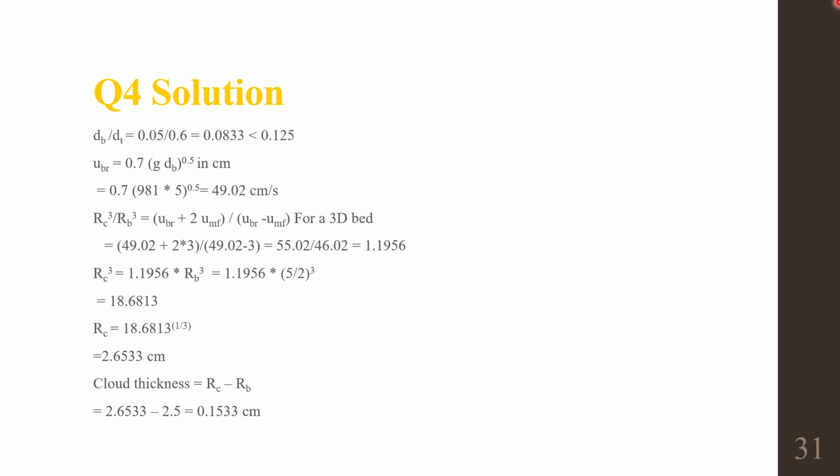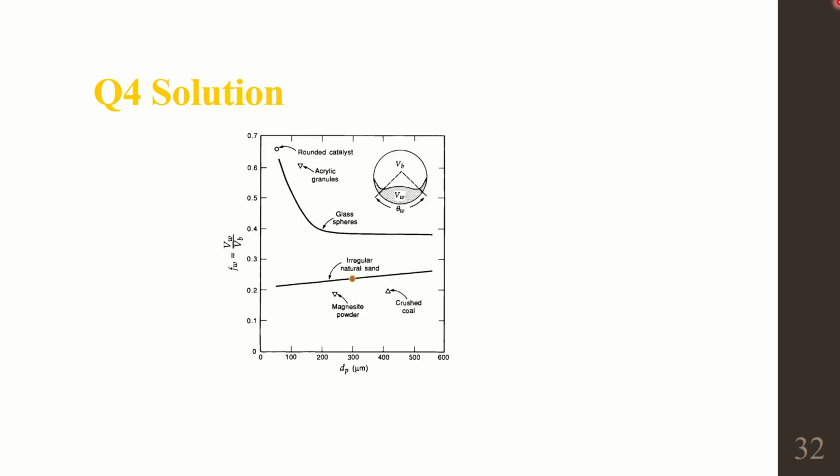And for cloud thickness, thereby we obtain RC minus RB. And volume of wake to volume of bubble, that is wake fraction, we have calculated from this particular chart or figure as 0.24. So it is a simple straightforward question. I hope it is clear. We'll go to next question, question 5.